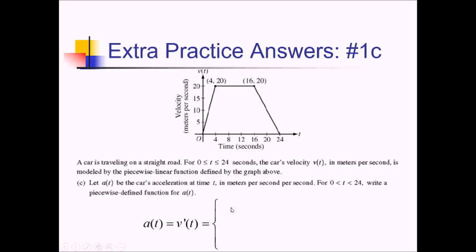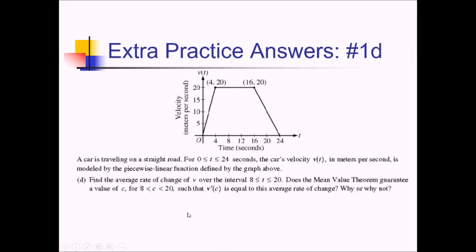So we've got a constant value of 5 if you're on the interval from 0 to 4. Now on the next interval, from 4 to 16, this is just a straight horizontal line, so that's a slope of 0 from 4 to 16. And then on this last one, we actually just found this slope going downhill in part B. You're going down 20 and over 8. That's negative 2.5, or negative 5 halves. And that's going to be on the interval again from 16 to 24.